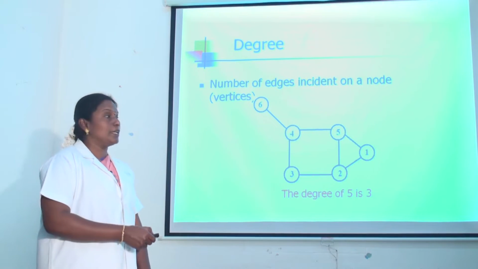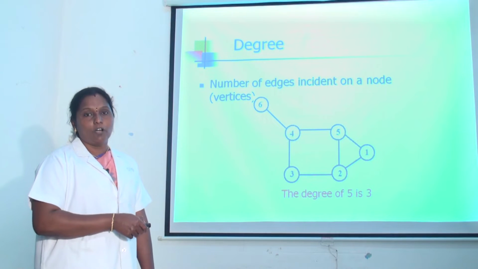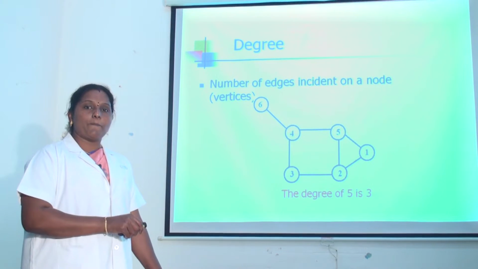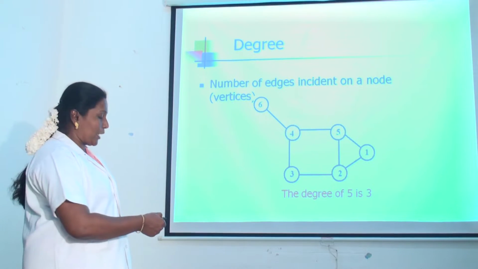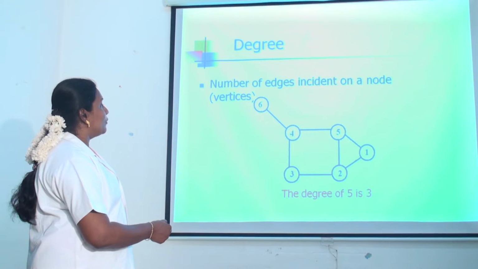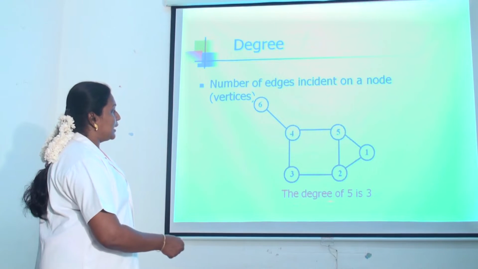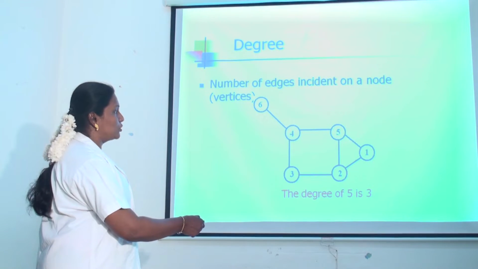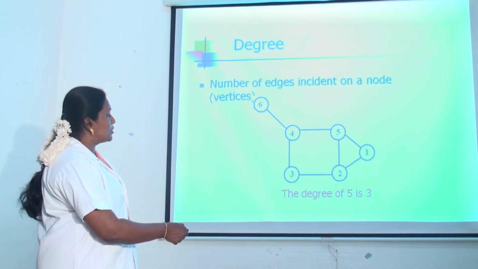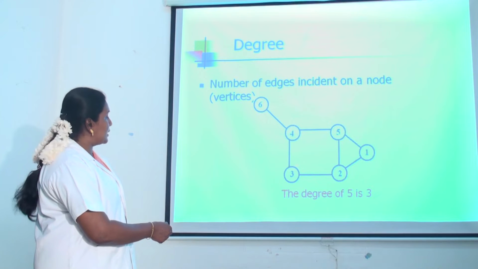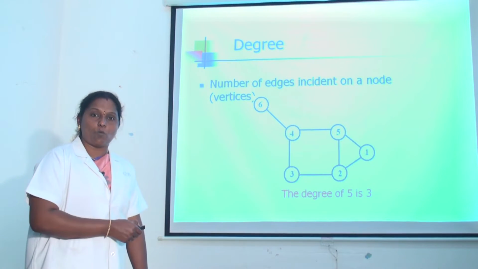How to find the degree: the number of edges incident on a vertex, node or point is the degree of that particular vertex. Here, what is the degree of 4? Degree of 4 is 1, 2 and then 3. The degree of 5 is 1, 2, 3. Degree of 1 is 1 and 2. Degree of 2 is 1, 2, 3. Degree of 3 is 1 and 2. And then degree of 6 is simply 1.